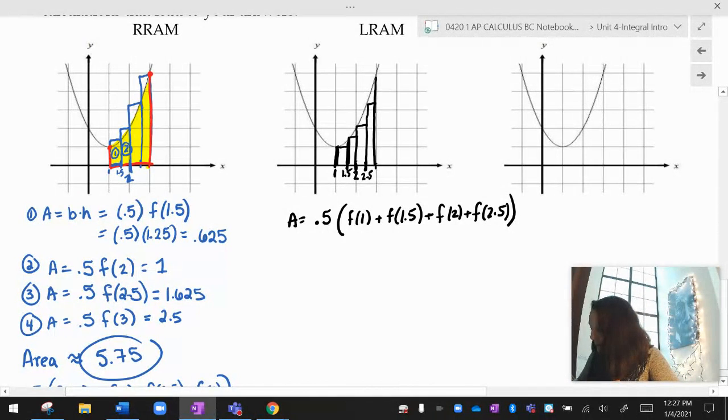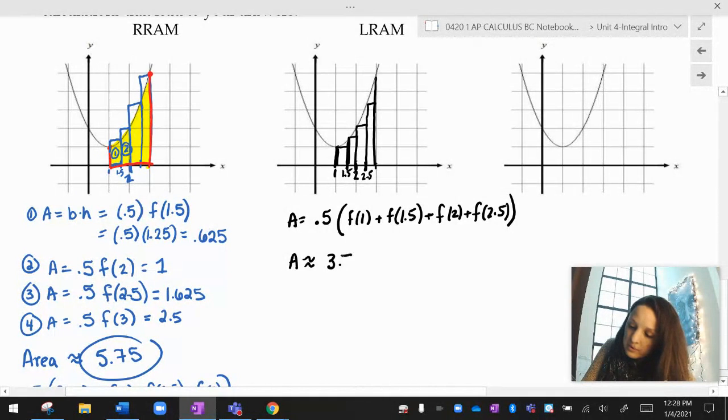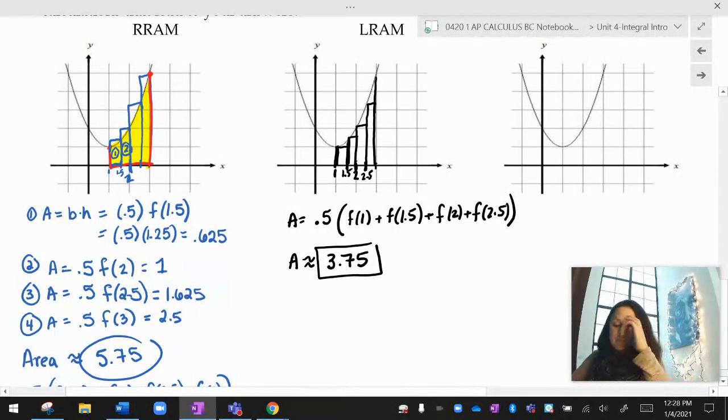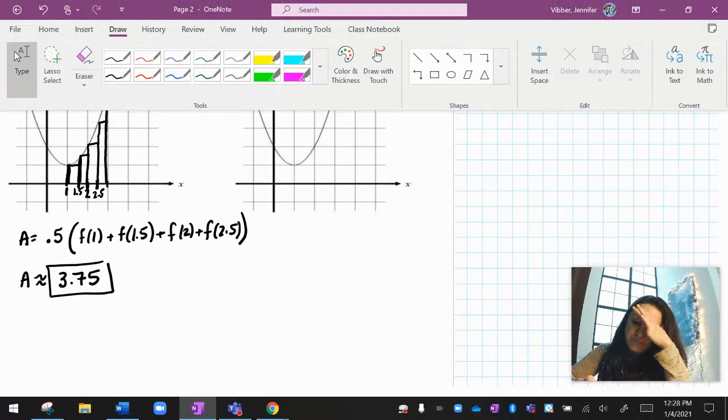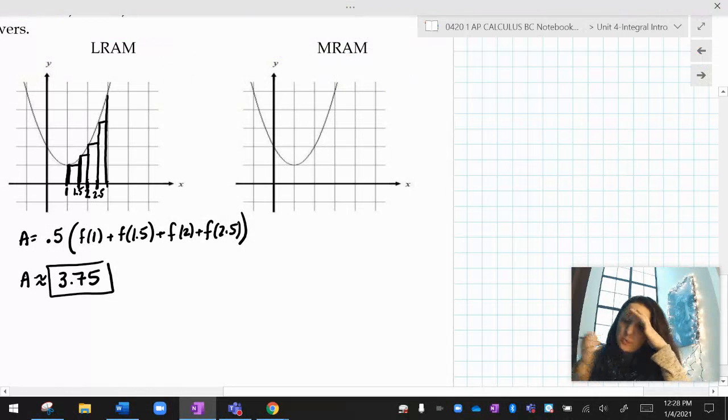So if I do it in my calculator, I have 0.5 times, let's see, f of 1, 1.5, 2, 2.5, and I get 3.75. And that makes sense that RRAM is bigger than LRAM because RRAM is obviously outside, it's an overestimate, and LRAM is inside, it's an underestimate. Now, MRAM should be somewhere in between there.